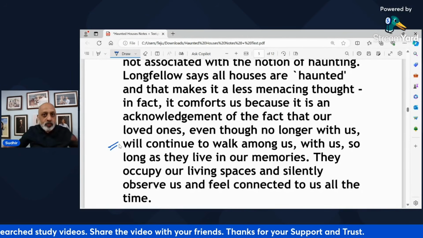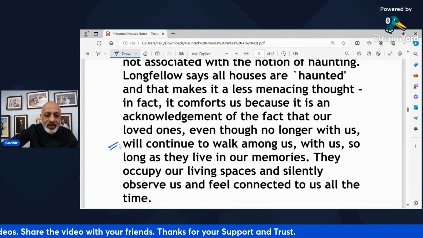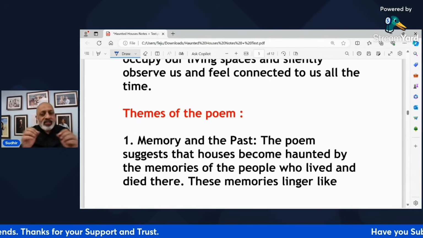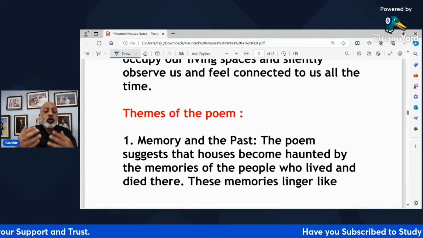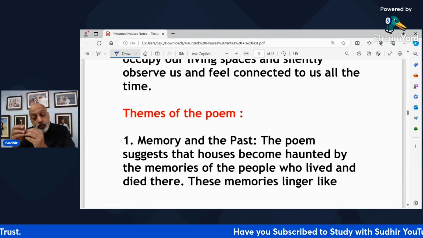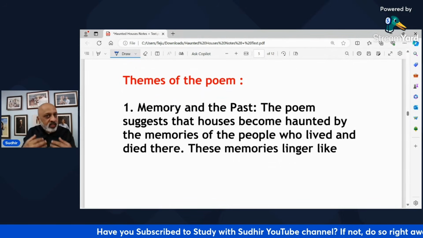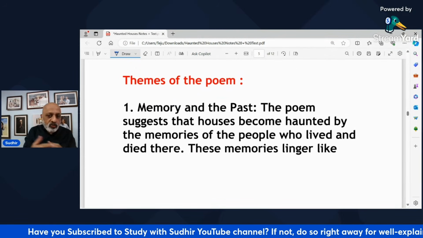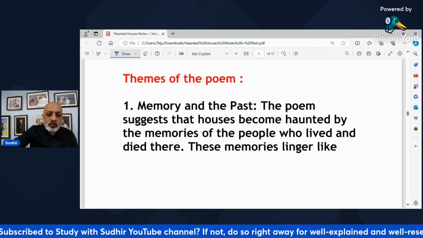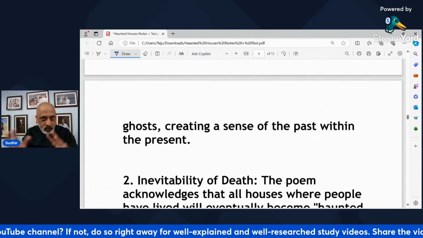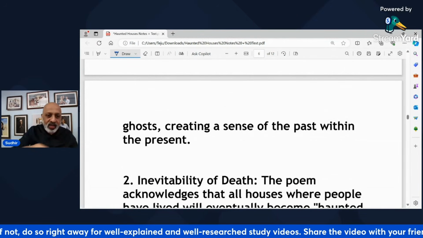I hope this makes it easy for you to get into the poem. What are the themes of the poem? This is something which you would need for your longer answer, especially the last answer. Memory and the past. The poem suggests that the houses have become haunted by the memories of the people who lived and died there. These memories linger like ghosts, creating a sense of the past within the present. Okay, so the connection between the past and the present.